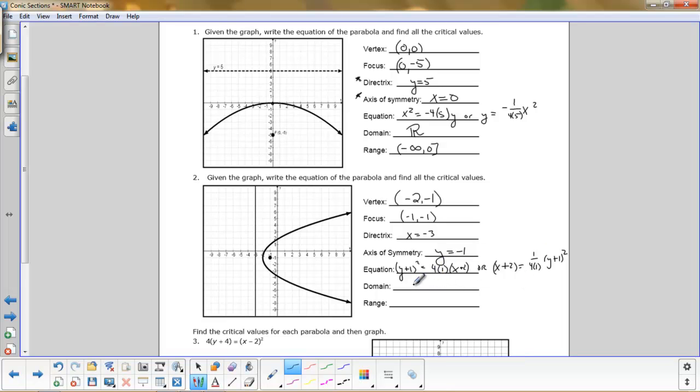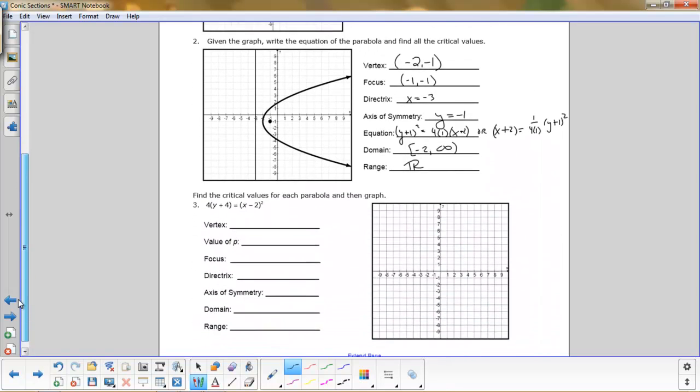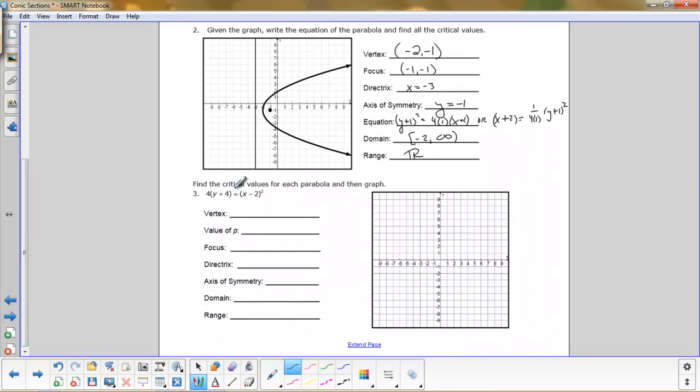Your domain here begins at negative 2. Notice the directrix is not a part of the domain of the parabola. That is always the case. And your range is all real numbers. Alright, moving on to question number 3. We are now reversing the order. Given the equation, you are going to determine all of the critical values from that.